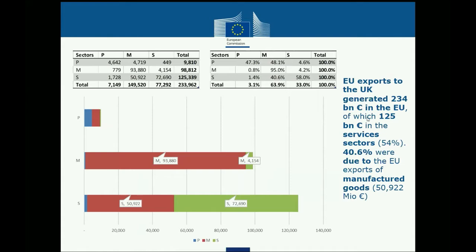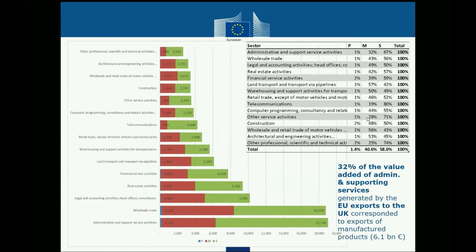And this share is the largest in land transport, and wholesale and retail trade of motor vehicles and motorcycles, with more than 50%. Although these were certainly not the ones reporting the biggest generation of value added, which is, as you see at the bottom of the chart, administrative support service activities and wholesale trade.